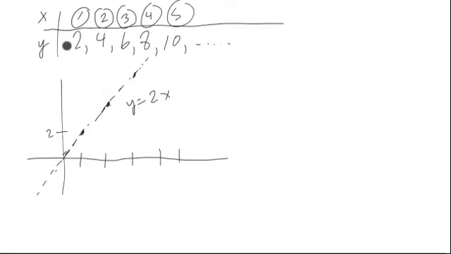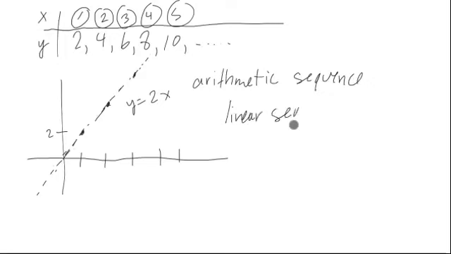This type of sequence or list is called an arithmetic sequence. Sometimes I just like to think of it as a linear sequence instead. Linear meaning like straight line sequence. This is a straight line sequence. And how do we get it?